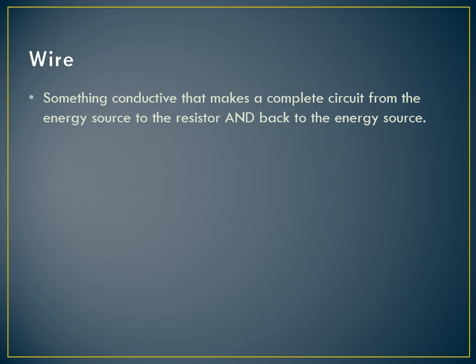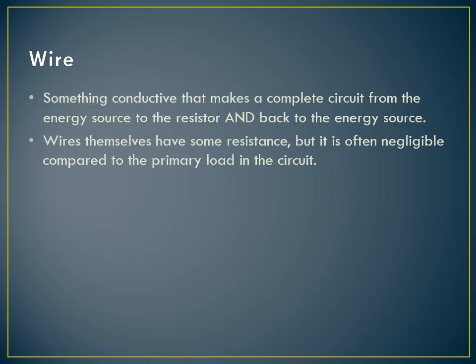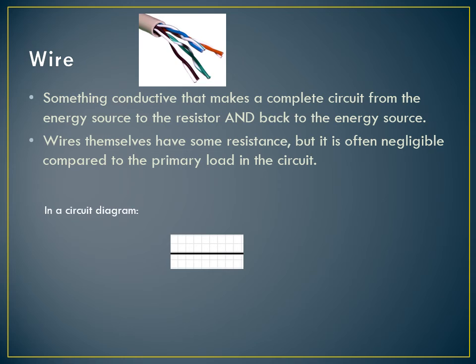Wire is a critical component in any circuit, which is just the conductive material that makes a complete circuit from the energy source to the resistors and back again. You should know that the wires themselves actually do have some resistance, so electrons transform some of their electrical energy typically into heat in the wires, but this is usually negligible compared to the amount of resistance of the primary load. There will be an equation that we'll learn later on to let you calculate the resistance of a wire with known dimensions, so you should sort of be looking out for that in the next couple days. Wires in circuit diagrams are easy. They're just lines that connect things.